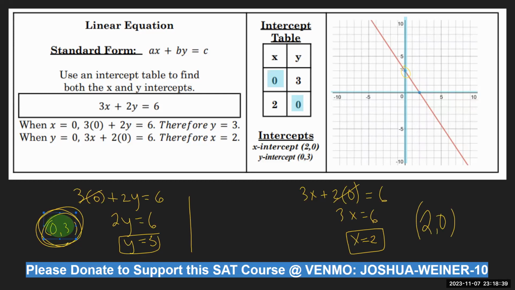(0, 3) is the y-intercept, and (2, 0) is the x-intercept. But wait, two points determine a line, right? Two points determine a unique line. So just connect them, and we're done.